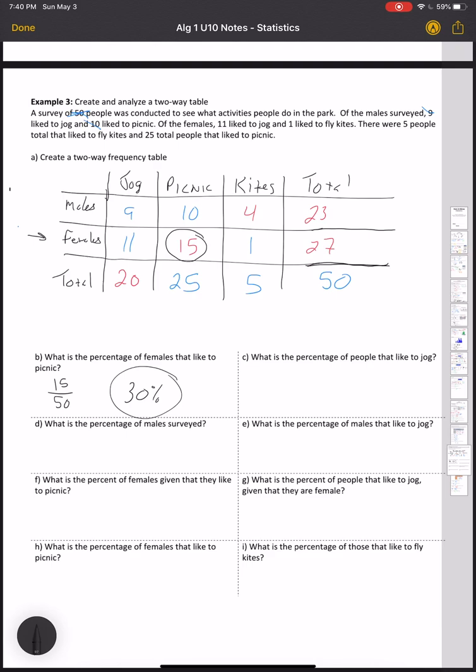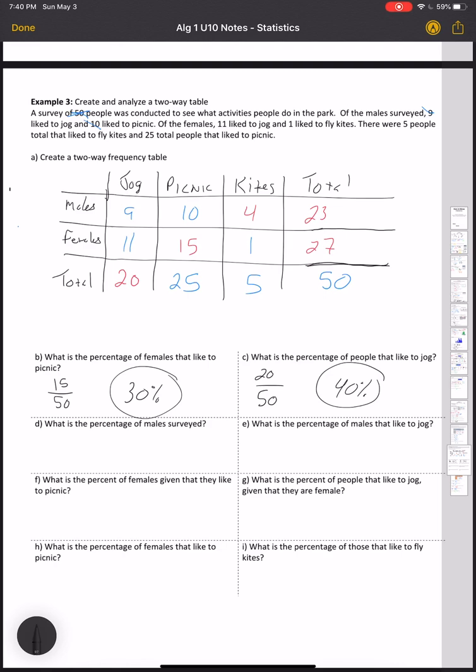If I go to C, what is the percentage of people that like to jog? So out of all the people, 50, how many like to jog? That would be 20. 20 out of 50, which would be 40%.